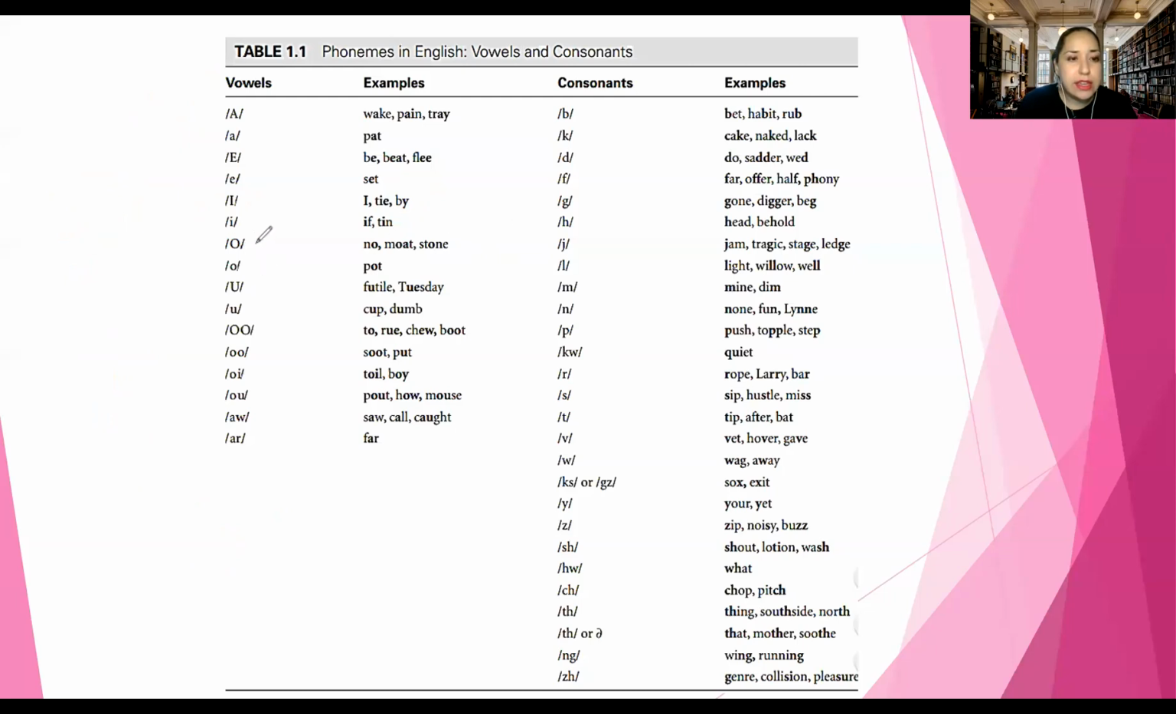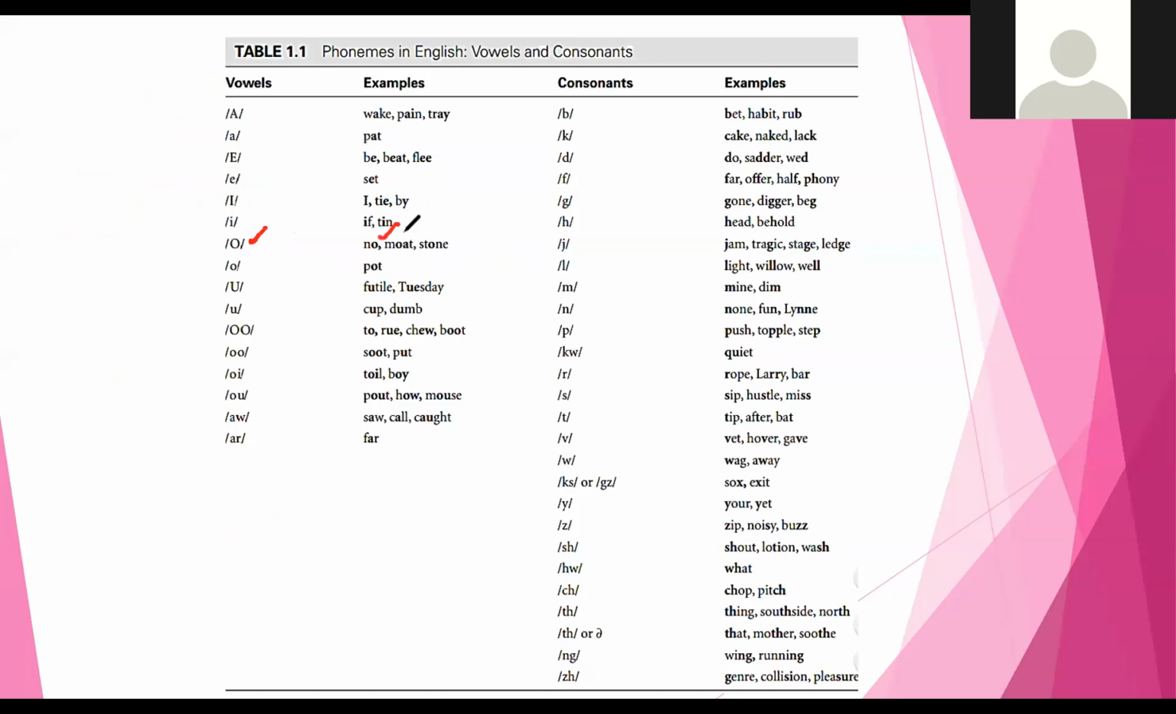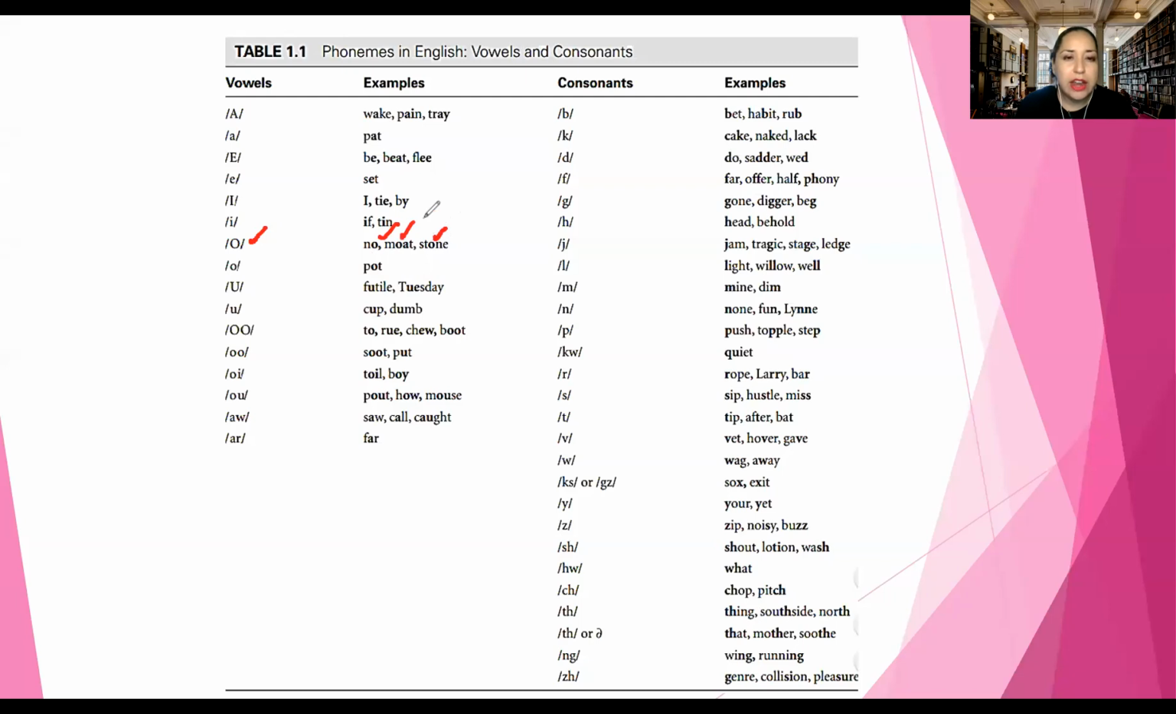Let's go and see the O sound. O. Moat. Stone. Here is one of the different things. It is in between two consonants.